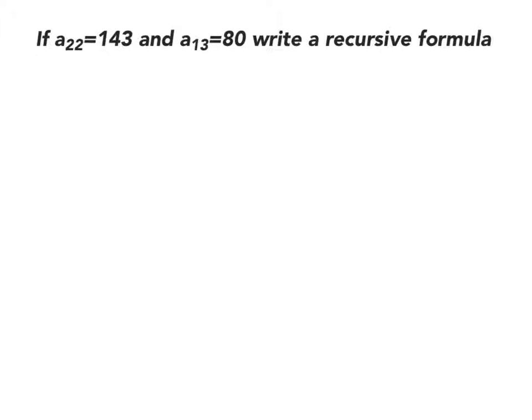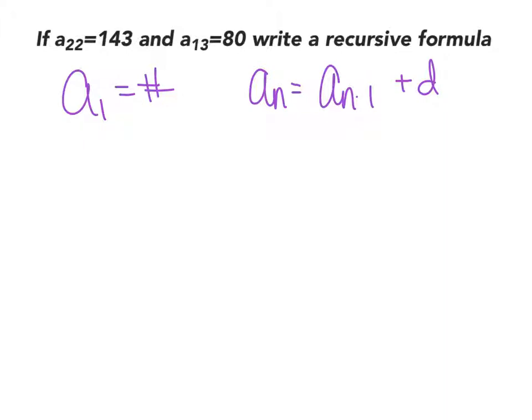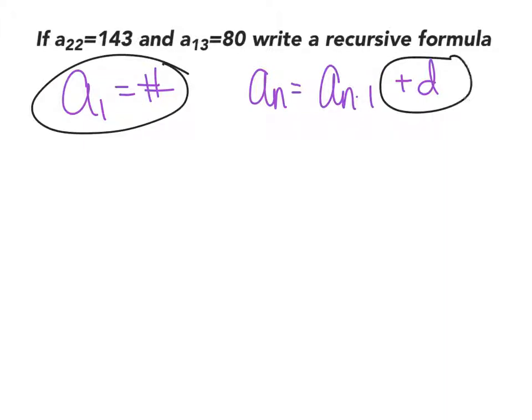Okay, this next example, again, is slightly different, and probably as tough as it's going to get there. If a sub 22 equals 143 and a sub 13 equals 80, let's write a recursive formula. So again, I'm saying to myself, I need a sub 1, and then I need to say the formula is the previous term, a sub n minus 1, plus the difference. So again, I don't have a sub 1, and I don't have the difference, so I have to find everything, basically. So I'm going to start with my explicit formula. A sub n equals a sub 1 plus the n minus 1 times d.